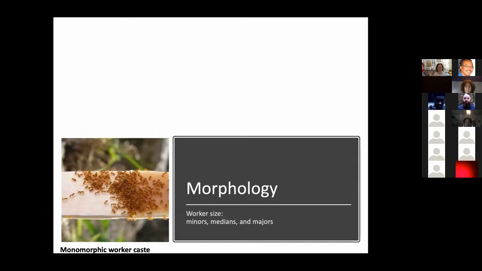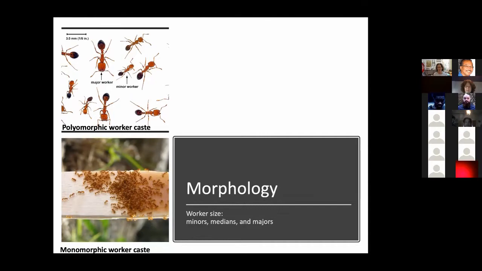And then when we look at ant morphology, it's also important to note that in some species, all the workers are kind of the same size. So when you look at an Argentine ant nest, all the workers will be roughly the same size. But then when you look at other species, like this red-imported fire ant, this is not Argentine ant, it's a different species, it has a polymorphic worker caste. So in the same nest, you might have workers in different sizes.